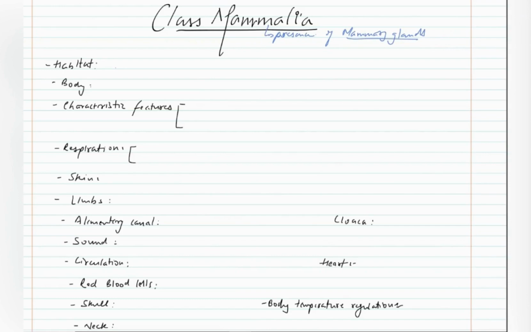Now, habitat. They are adapted to varied habitats. For example, lion, tiger, cheetah, they are found on land. Camel can be found in the desert. Bats can fly. Whale and dolphin, they can swim in water. So they are found in varied habitats and they are well adapted to their environment, which is why they are the most advanced animals.